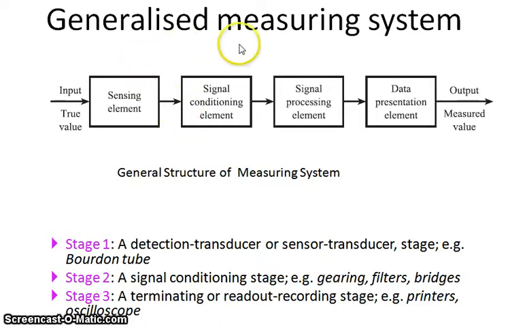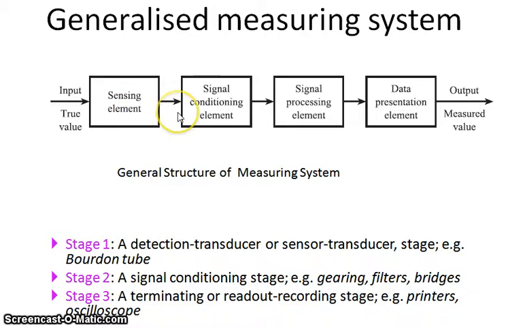Next we will discuss the generalized measuring system. In the generalized measuring system, the measurand, or the true value, or the input, is given to the primary sensing element, or a sensor or a transducer. This sensing element will sense the input given, or convert the input to the required form, which can be processed by the later elements.